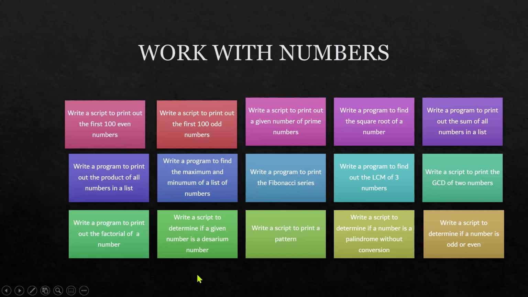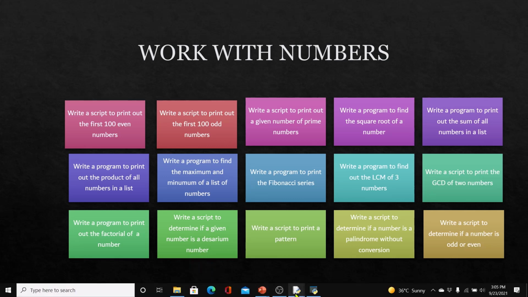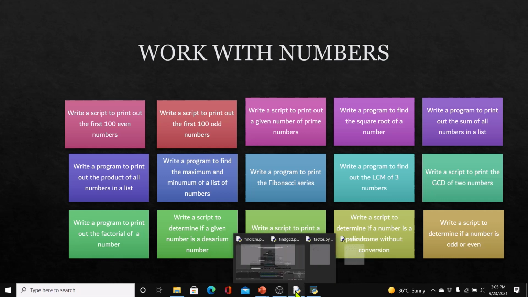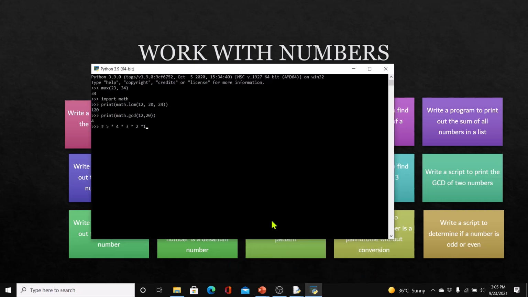Now moving on to the next script. Write a script to determine if a given number is a desarium number. Now what's the meaning of a desarium number? A desarium number is something like this.